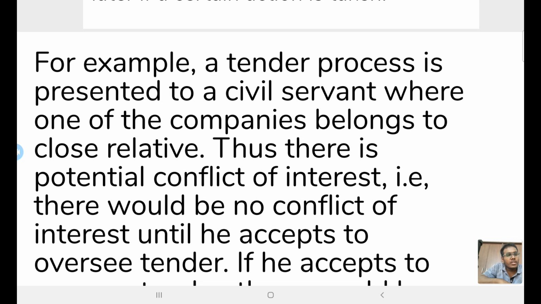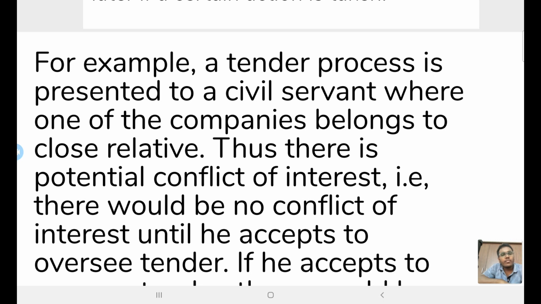There is no conflict of interest as of now because the civil servant has not accepted that he will oversee the tender. But there is potential conflict of interest, that is, there would be no conflict of interest until he accepts to oversee the tender. Only if he accepts that he will oversee the tender, then there will be conflict of interest, because there would also be his relative in the tender process. So there is no conflict of interest as of now.